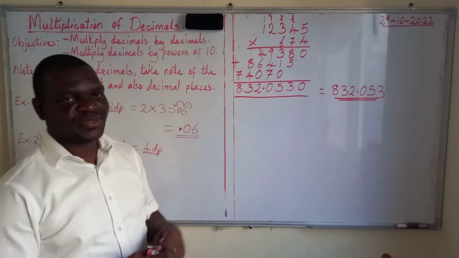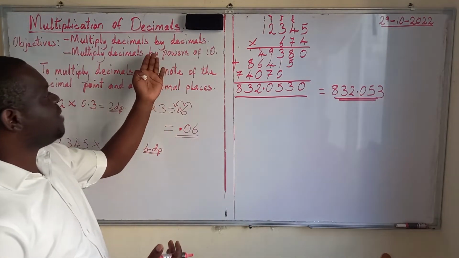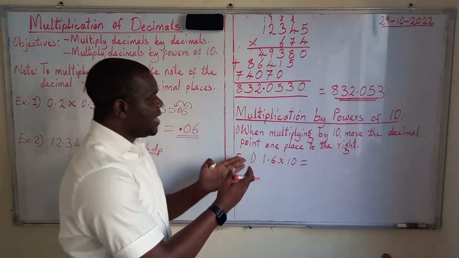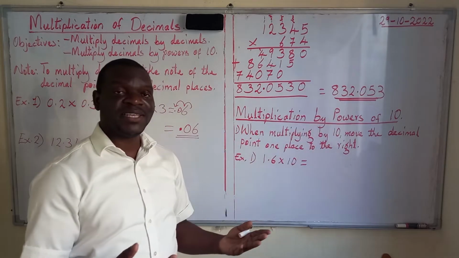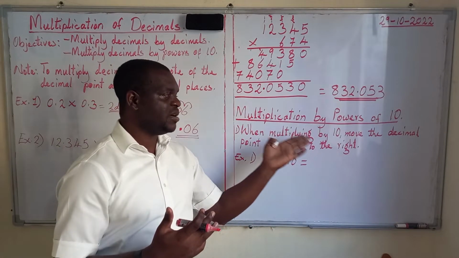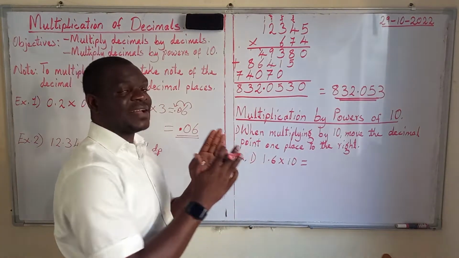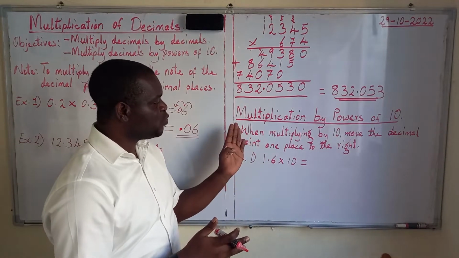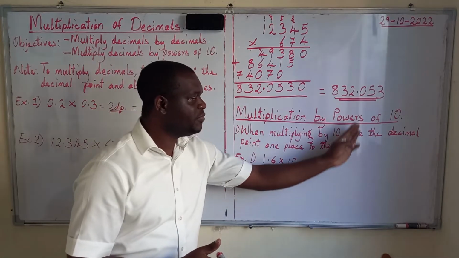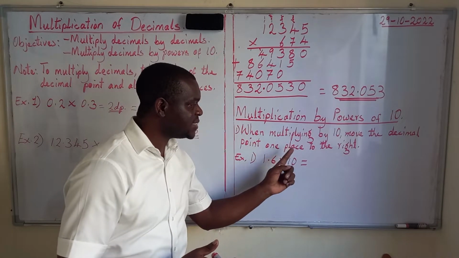If this is understood, then we can move to multiplication by powers of 10. Multiplying by powers of 10 simply means multiplying decimal numbers by 10, 100, 1,000, and the rules are very simple. The first one says when multiplying by 10, move the decimal point 1 place to the right.